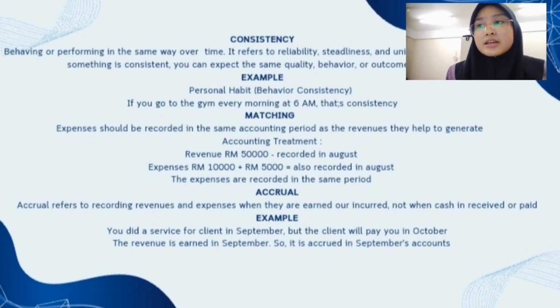Next, matching. Expenses should be recorded in the same accounting period as the revenues they help to generate. Accounting treatment: revenue 50,000 ringgit recorded in August. Expenses 10,000 ringgit plus 5,000 ringgit also recorded in August. The expenses are recorded in the same period.